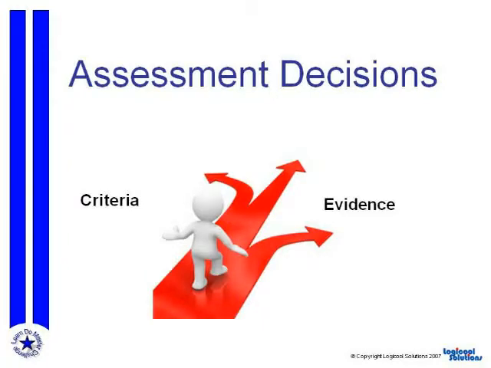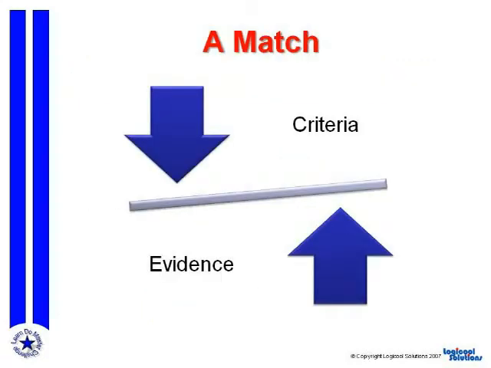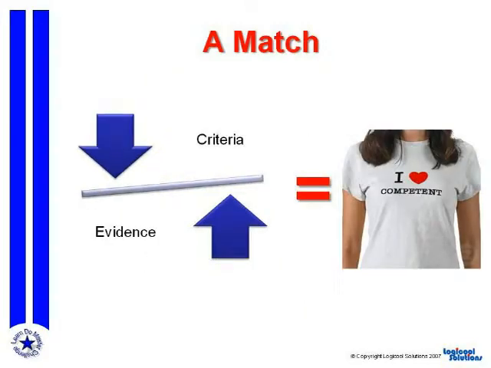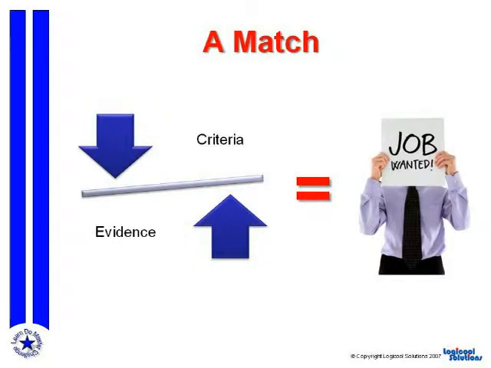For it to be a training assessment, we need to have some form of standard or criteria we are assessing against, and then we need to match this against a set of evidence that we collect. When the evidence we have is equal to the criteria we are using, we can then say we have achieved a match. In training, when that match occurs, we say the person is competent. In a job interview, when the match occurs, we have our new employee.